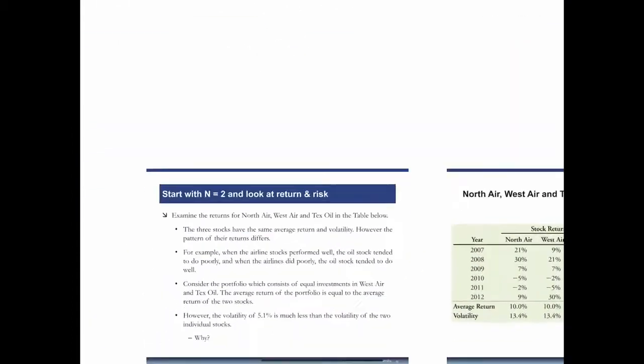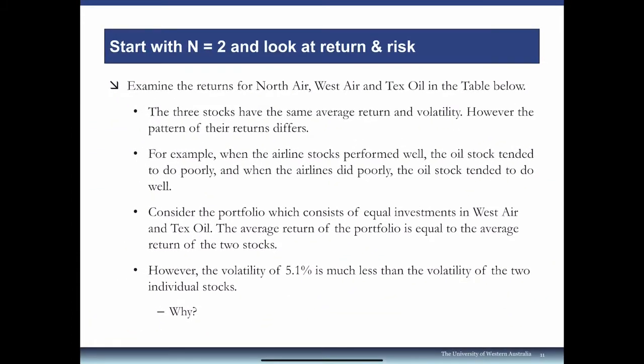As this is an important example, hopefully I'm not giving you too many hints. So we're doing portfolio construction. It makes sense to start with n equals 2, which means buying two stocks. So let's start with n equals 2 and look at return and risk.